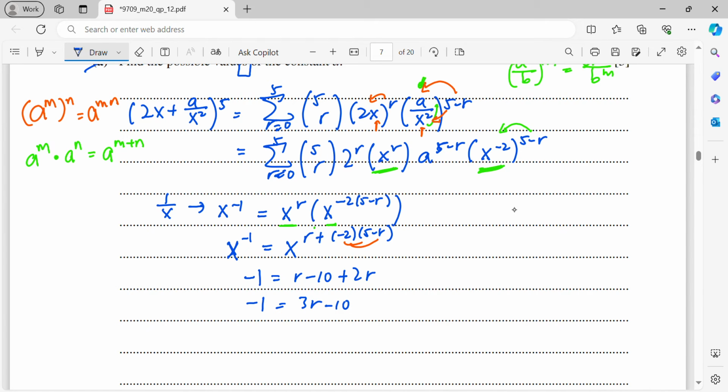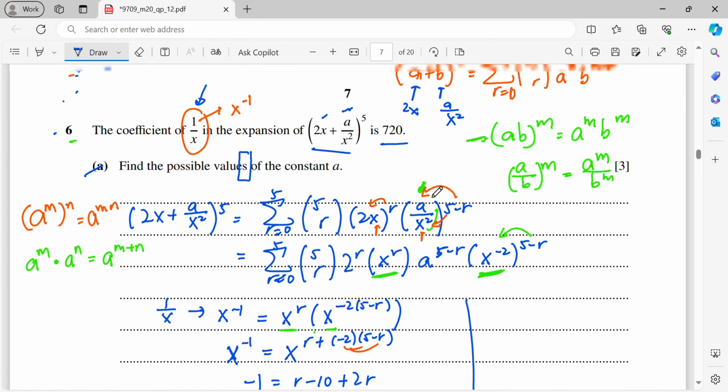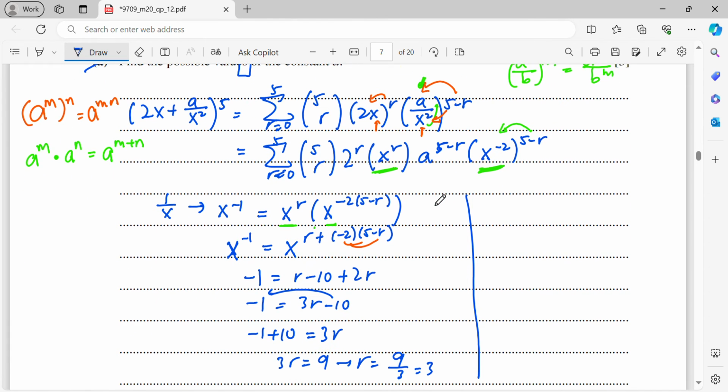So now I move the 10 to the other side, right? So when I move the minus 10 to the other side, it becomes plus 10. So minus 1 plus 10 equals to 3r. Hence your 3r equals to 9. And then my r will be 9 over 3, which is 3. That means now my coefficient, because the question asking for coefficient, right, is 720. So coefficient of 1 over x is 720.